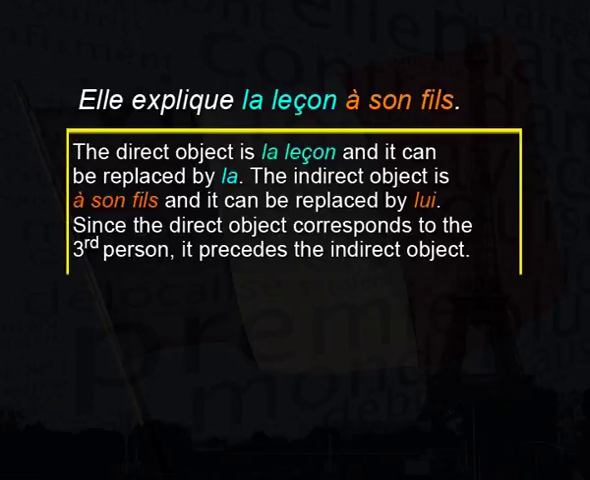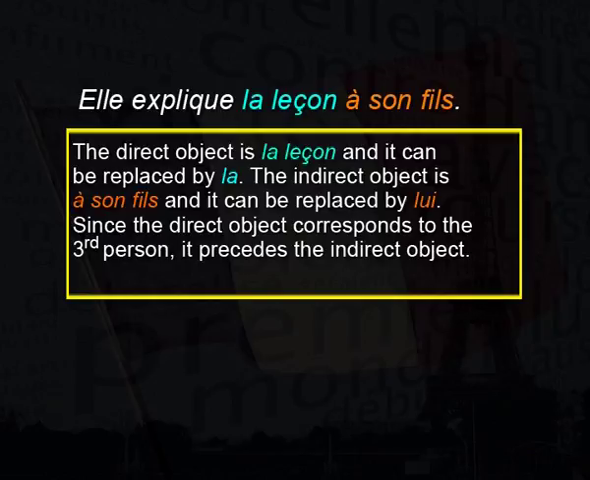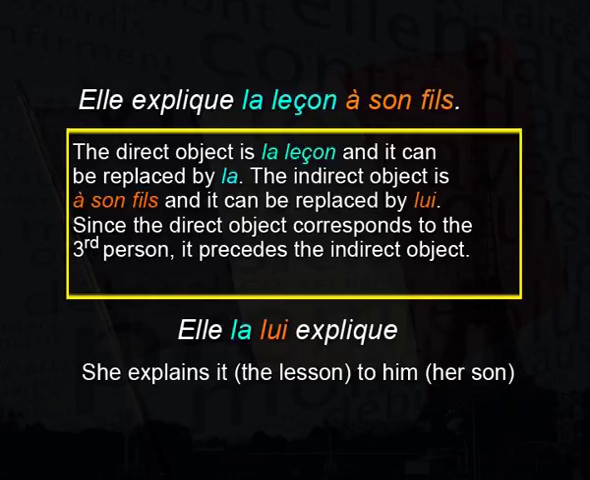Elle explique la leçon à son fils. The direct object is la leçon and it can be replaced by la. The indirect object is à son fils and it can be replaced by lui. Since the direct object corresponds to the third person, it precedes the indirect object. Hence, the answer is Elle la lui explique. This sentence translates as She explains it, the lesson, to him, her son.